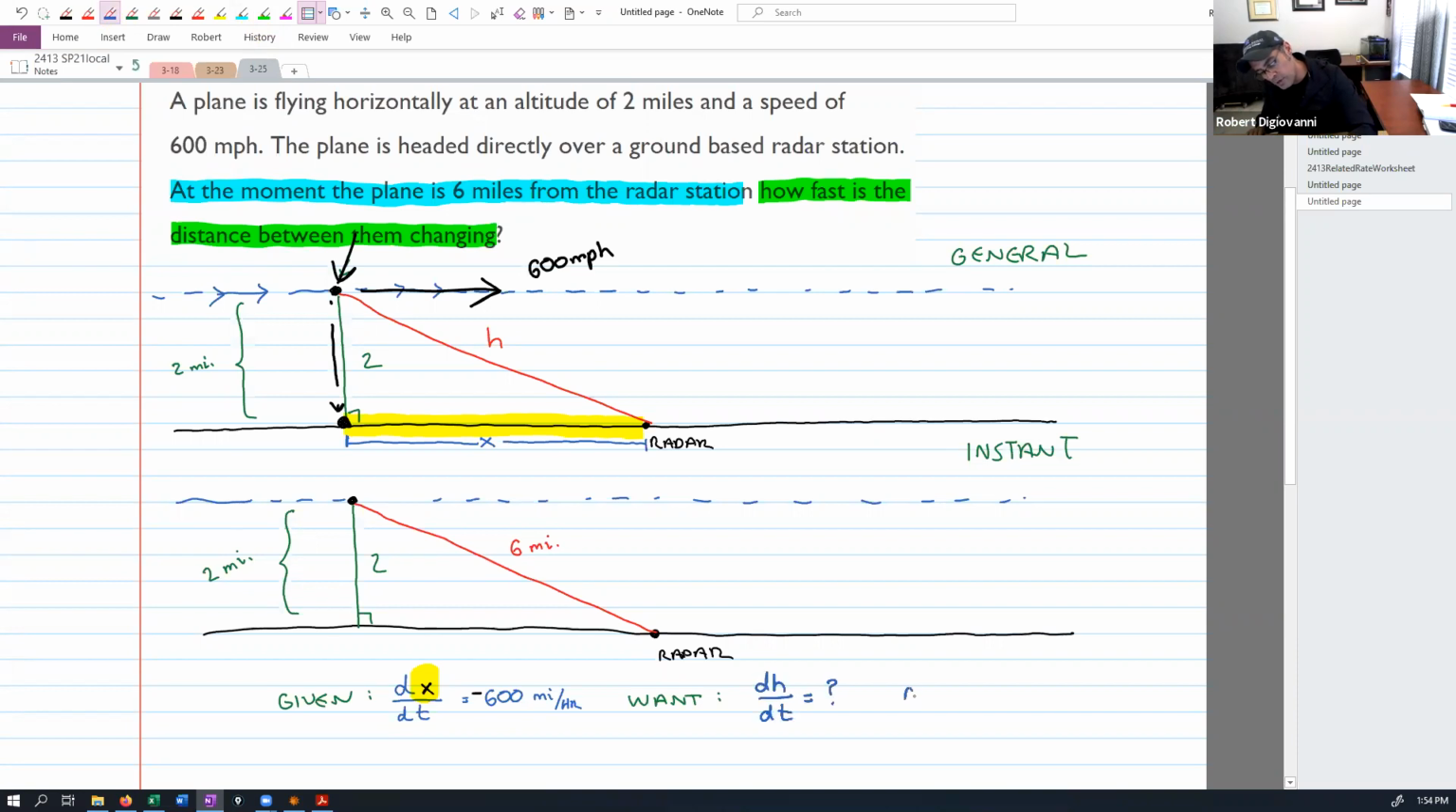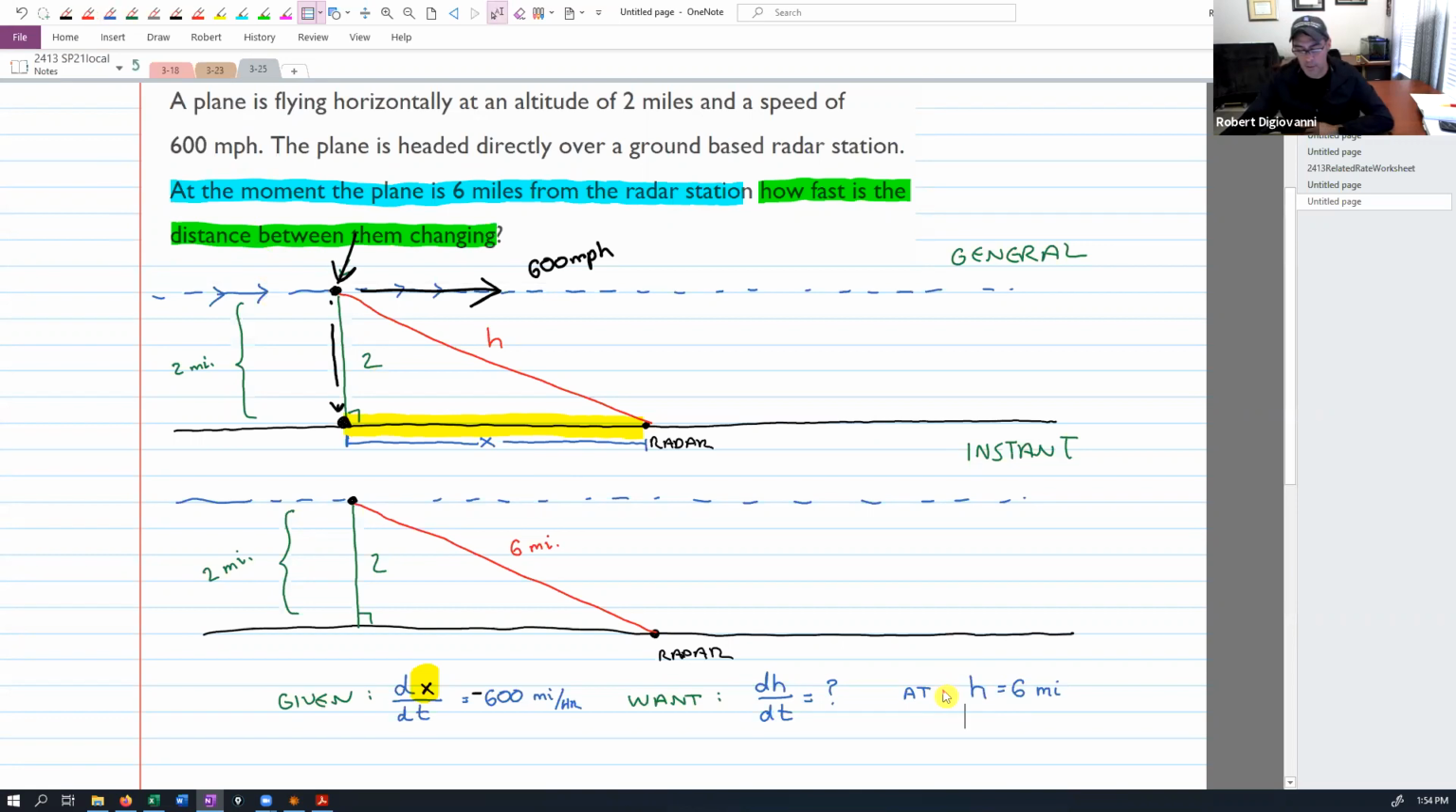At what moment in time, Austin? At 6 miles from the radar. What 6 miles? You said at 6 miles. I agree, but at what quantity is 6 miles? Refer back to your picture. At the moment, the plane is 6 miles from the radar station. What variable is that in our picture? When h is 6 miles. When h is 6 miles.